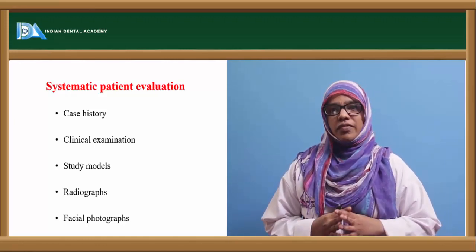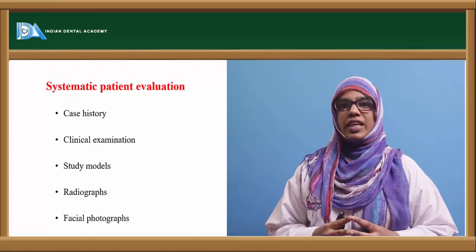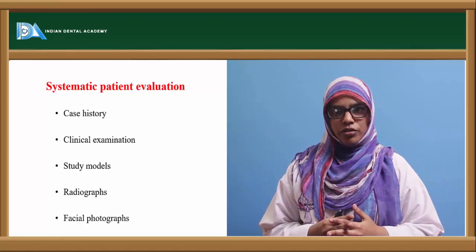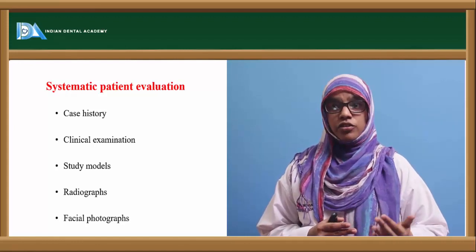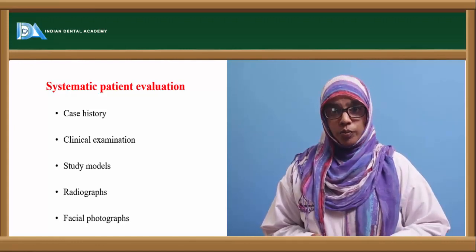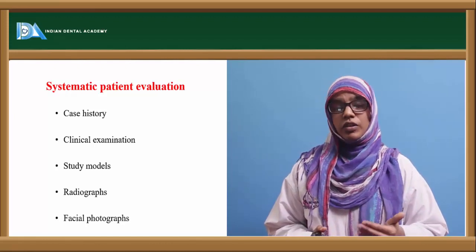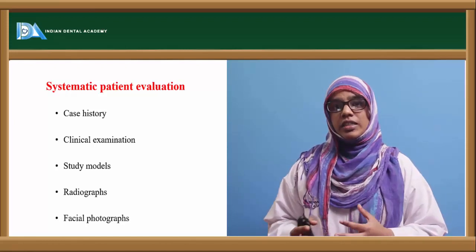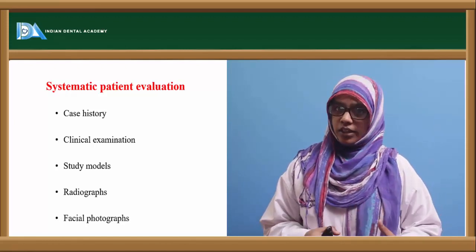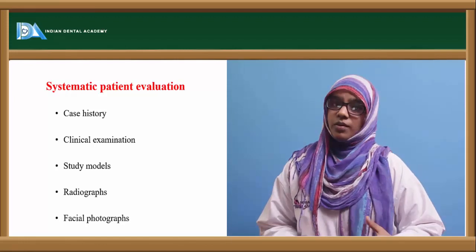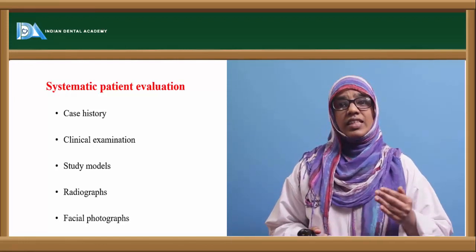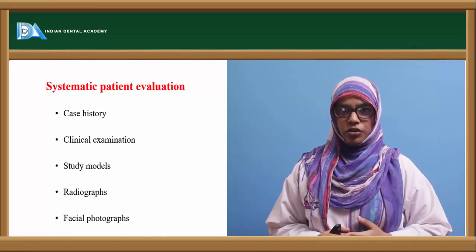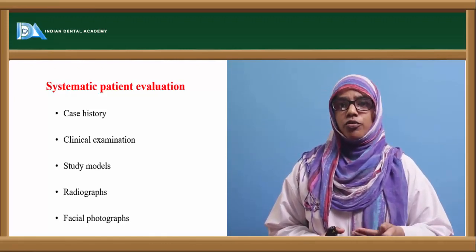Now this systematic evaluation includes a proper case history. Case history includes general information of the patient, that is the name, age, the gender, the occupation of the patient. Along with that, we need to take history of any kind of medical condition to rule out whether these dentofacial deformities are an isolated entity or in association with some systemic problem. At the same time, we also need to do a thorough psychological evaluation of the patient. This plays a very important role in our treatment planning.